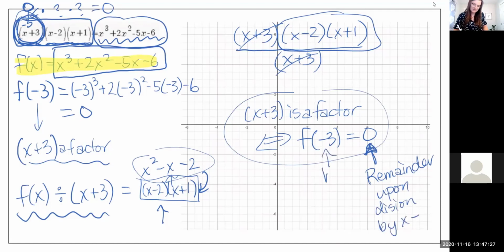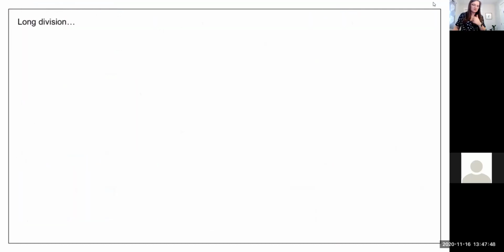If that's an h, then it's x minus h. We'll see why when we look at the long division. But essentially, rather than long dividing, you can anticipate whether it'll be a factor right away. If you plug it in and you get 0, then you know it's a factor. Otherwise, you know it's not going to be a factor. Before we go there, we need to look at long division.